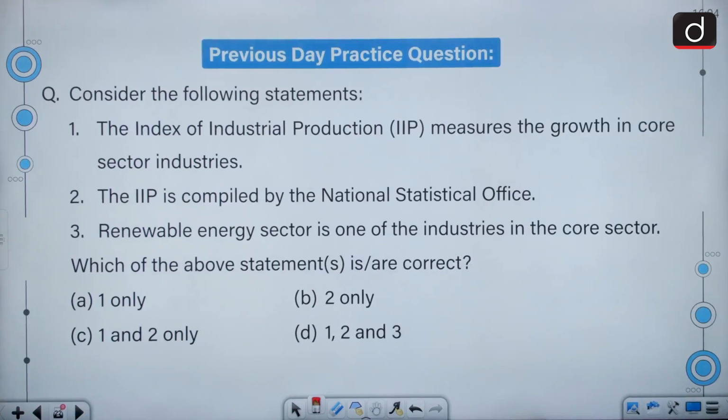Consider the following statements. The index of industrial production measures the growth in core sector industries. The IIP is compiled by the National Statistical Office. Renewable energy sector is one of the industries in the core sector. We have to select the correct statement.